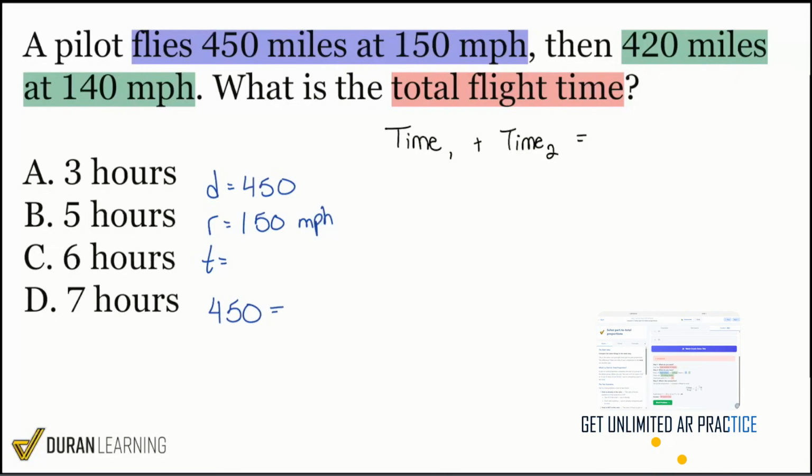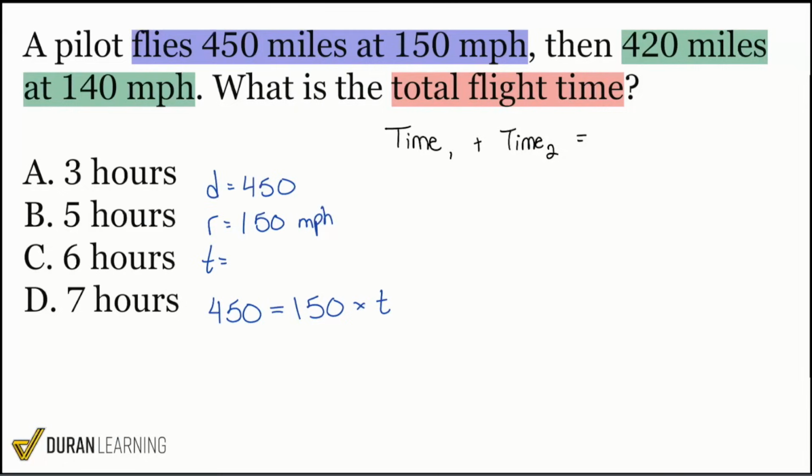Distance equals rate times time. So what we'll do is we'll work backwards. We'll divide both sides by 150 to get the first part's time. And I imagine that we'll do the same dividing by 140 for the other one. So let's go ahead and get this first part done. Cancels out on the right.